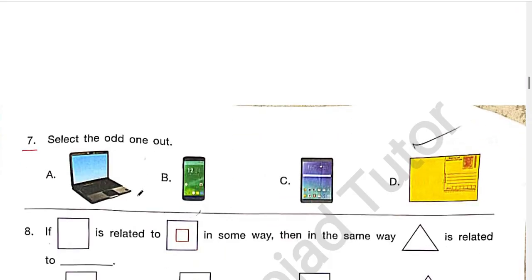Question 7, we have to select the odd one out. So here there is a laptop in option A, mobile in option B, a tablet in option C, and a postcard in option D. So all these A, B, C are the digital devices, whereas this option D is just a postcard. So this is the odd one out here. We should select option D.